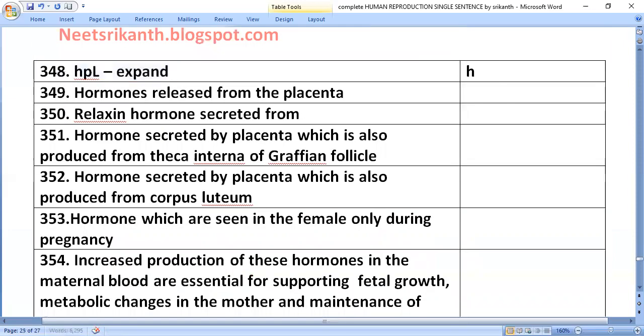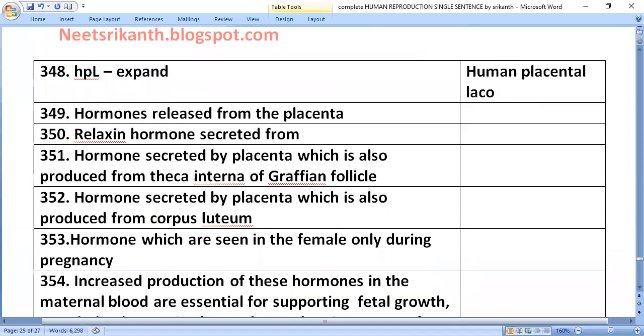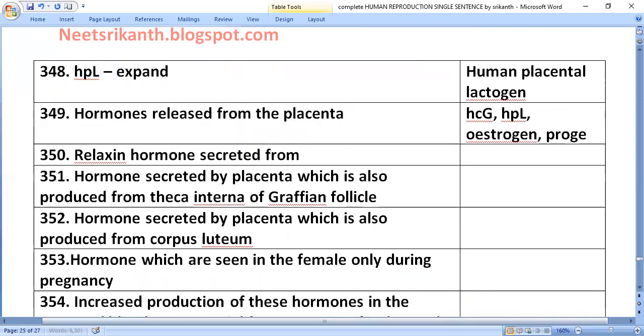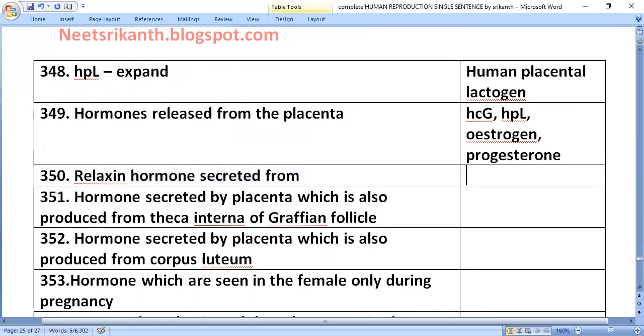HCG, HPL, human placental lactogen. Hormones released from the placenta: human chorionic gonadotropin hormone, human placental lactogen hormone, and estrogen, progesterone. Relaxin hormone is secreted from the ovary.